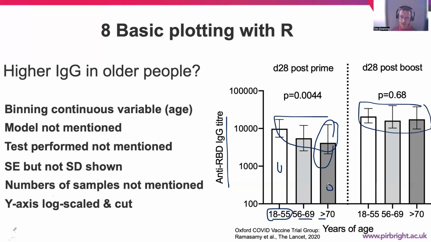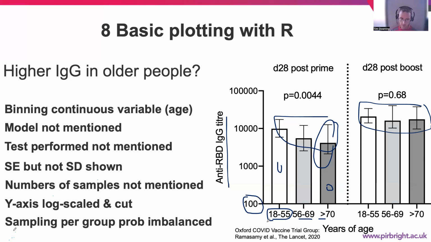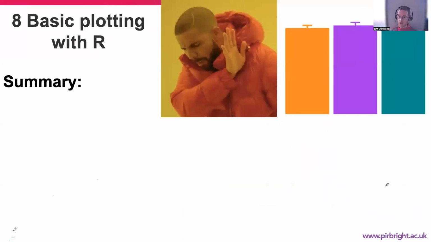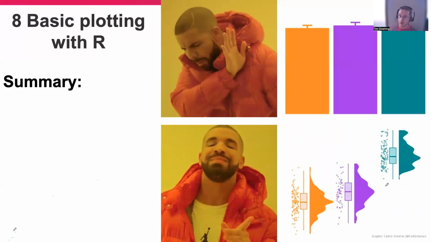The y-axis is scaled and it's cut here. It's cut down at the end, which is not good practice. And the sampling per group is highly likely to be imbalanced, and that really needs to be addressed. So we want to avoid these awful bar plots and think that there are many, many ways of creating nice visualizations that will make things much, much better.